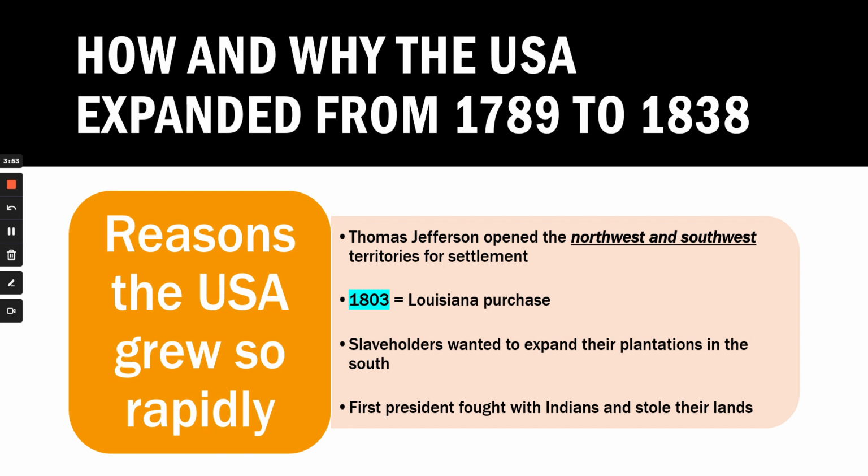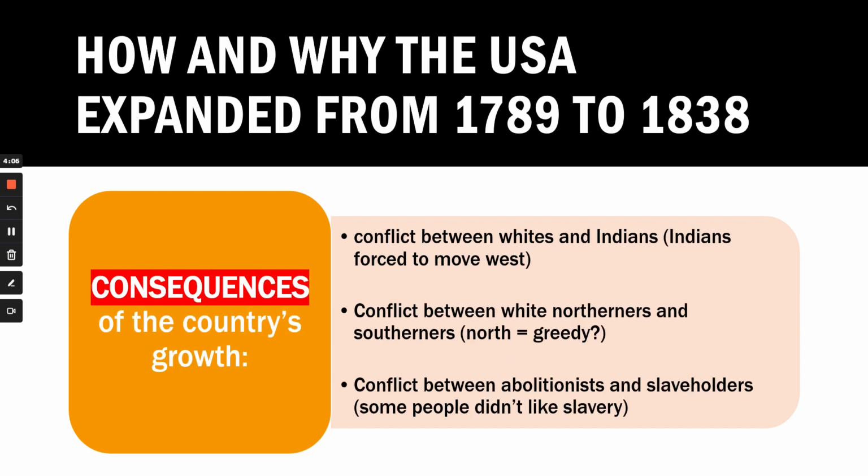Another reason why the USA grew so rapidly was because many presidents, and early presidents like George Washington, would fight with Indians and take their lands. So here's our first second order concept, the consequences of the country's growth. The only consequence really was a ton of conflict between all types of people.